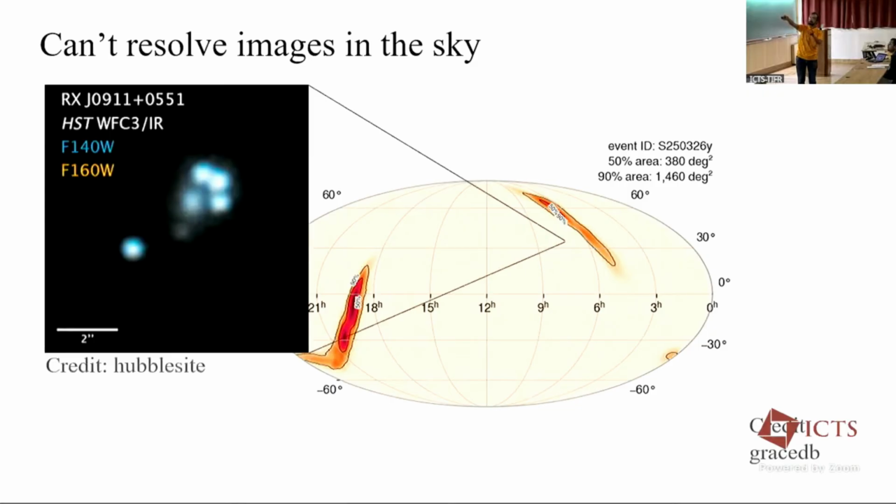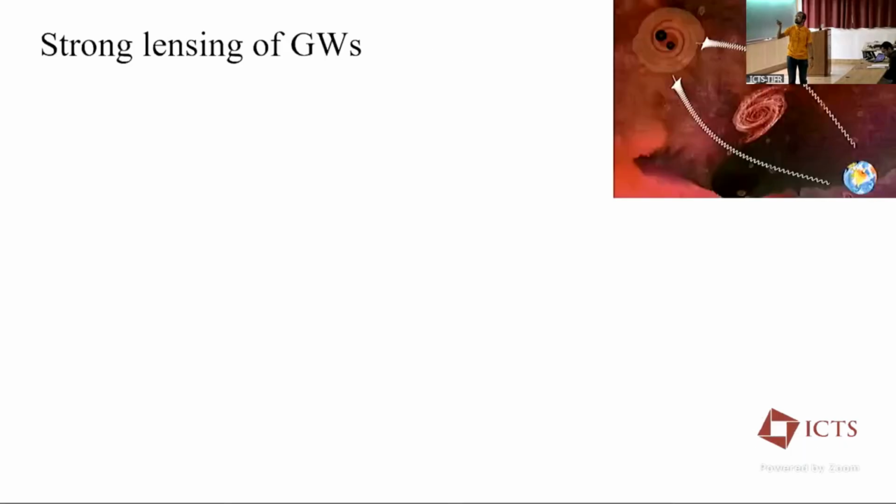So if you were to see a typical lensed event on this, it will be smaller than a single pixel. There is no hope for identifying these lensed events purely from their image separation and some smearing kind of effect in GW data anytime soon. But what we can do is resolve it in time.